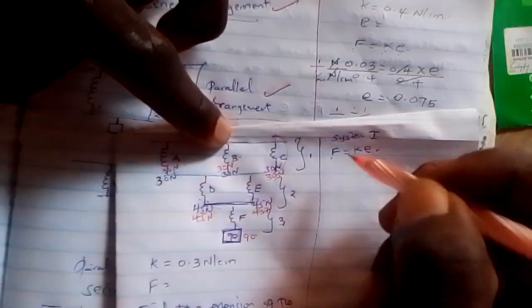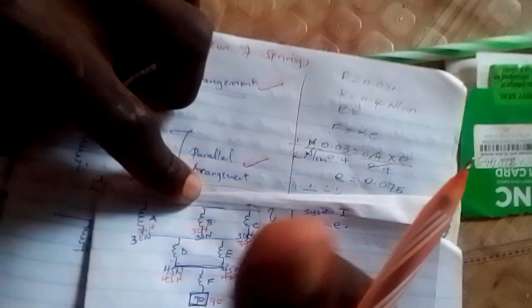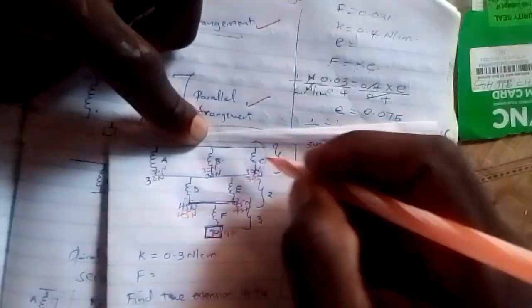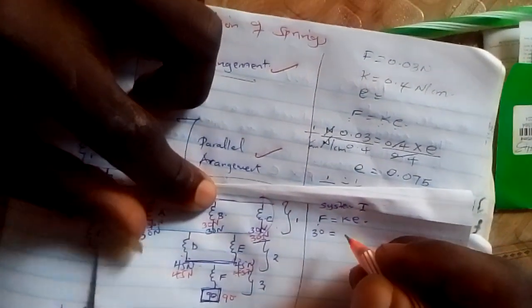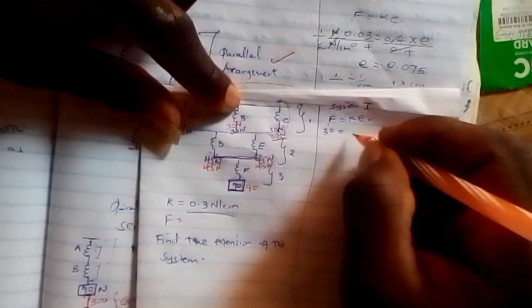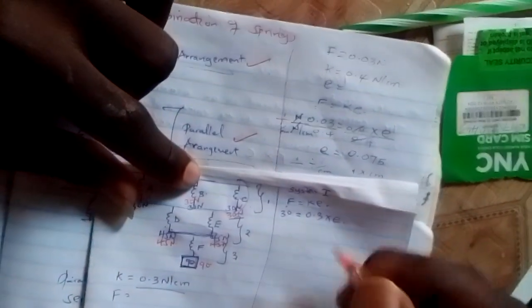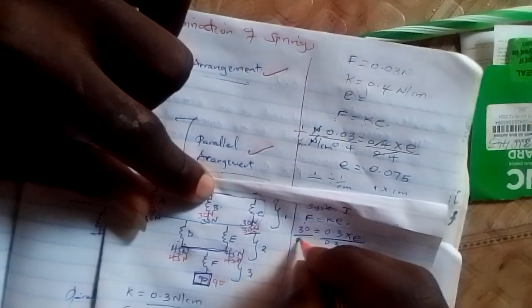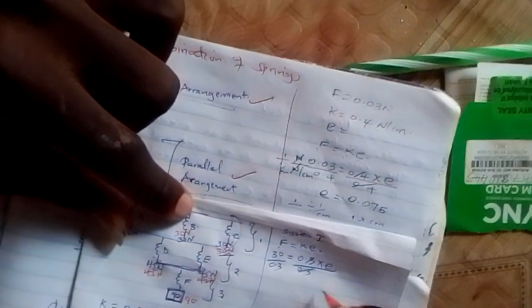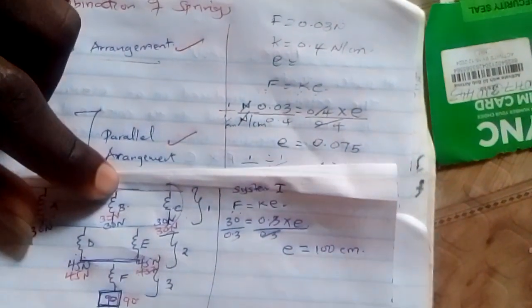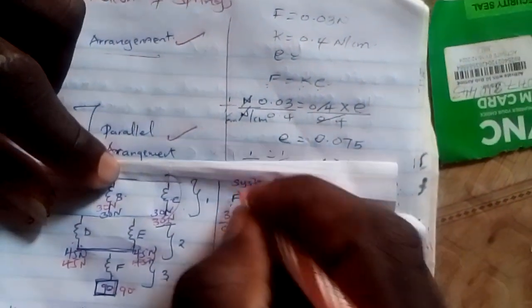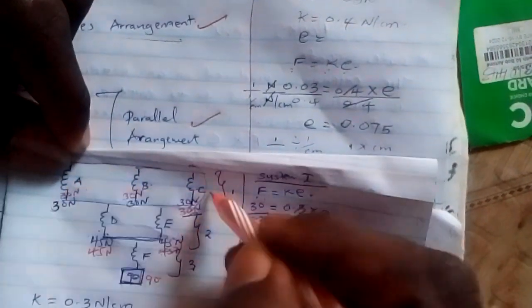Now in system 1, if we want to find the extension of system 1, we have to use only one of the springs. And the force applied on one of the springs is 30 newtons, equal to the constant of each spring, which was 0.3, multiplied by the extension. Now let's divide by 0.3, divided by 0.3. This one goes with this one. Now the extension of system 1 will be equal to 300 divided by 3, that is 100 centimeters. This is the extension of the whole of system 1.